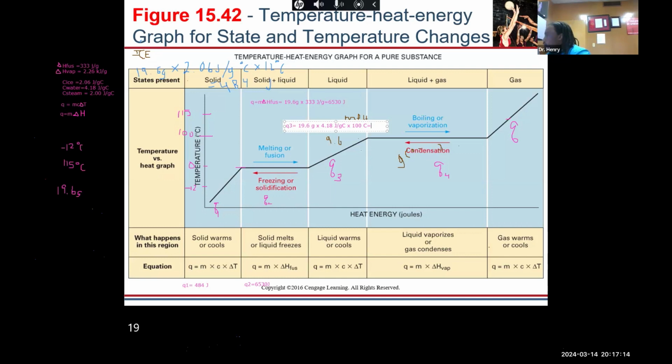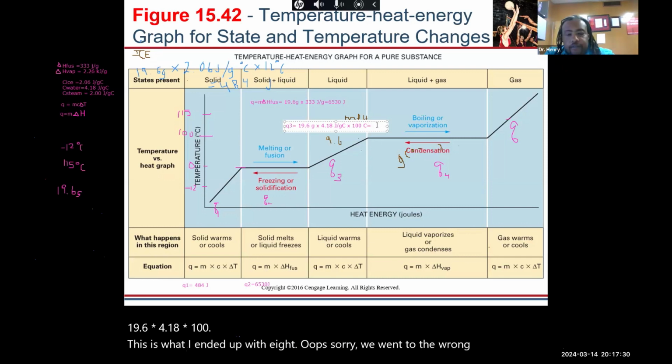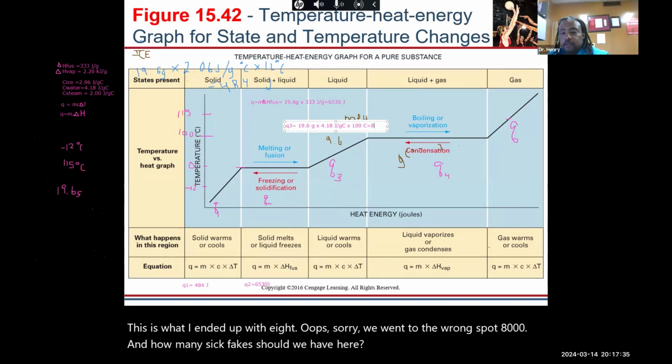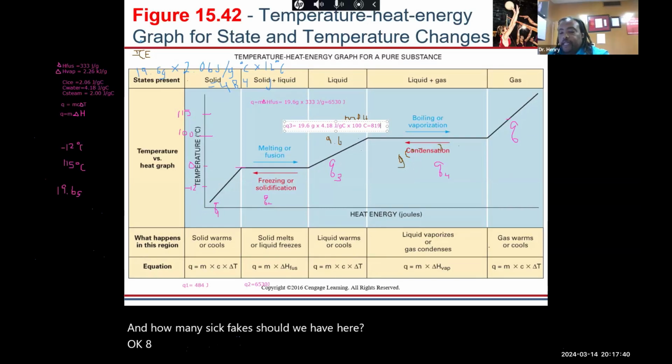And so we end up with 19.6 times 4.18 times 100. This is what I ended up with: 8,000. And how many sig figs should we have here? 3. Okay, well, 8,192. So then that would be 8,190 joules for my Q3.